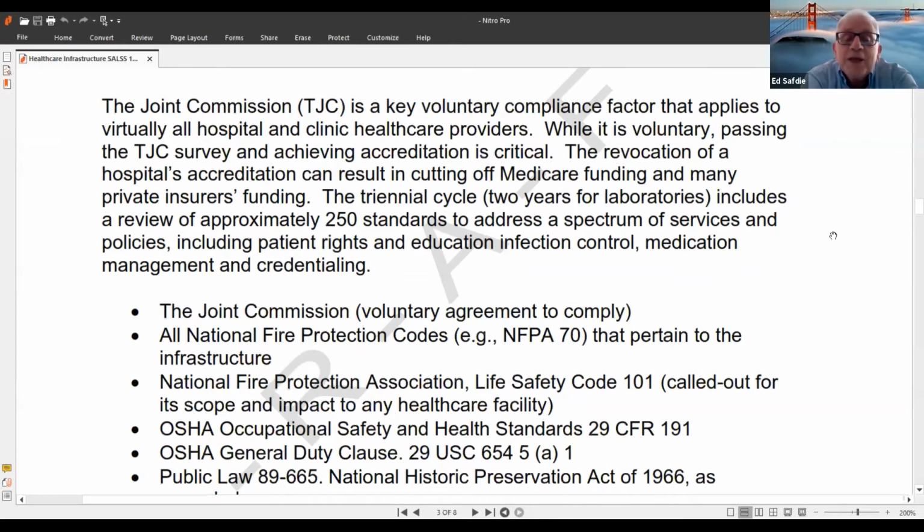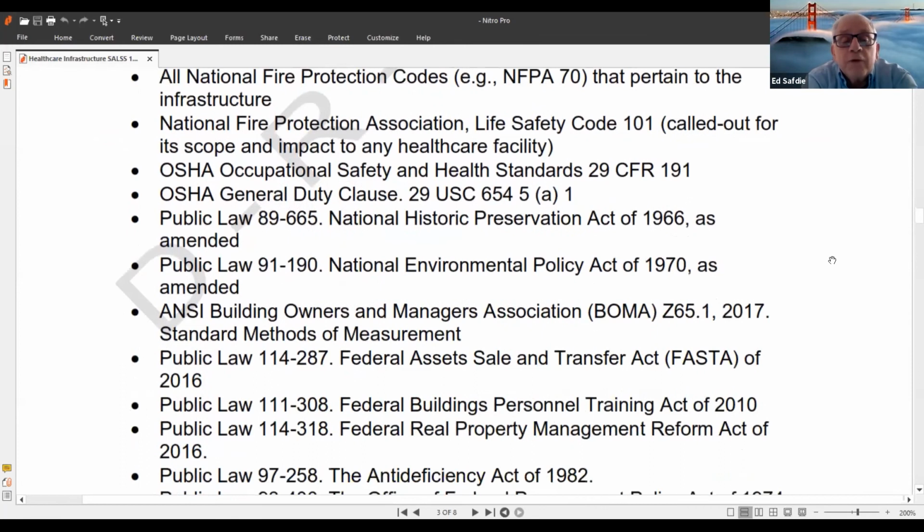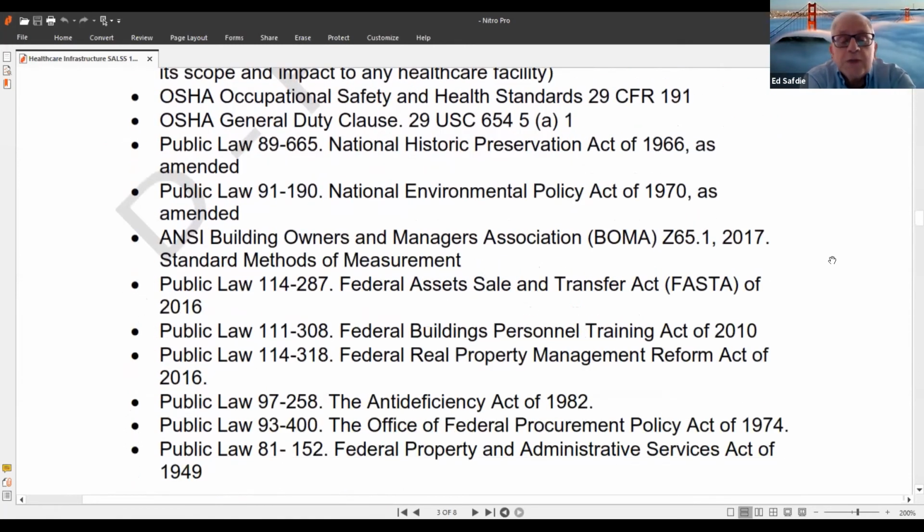What about NFPA and all 99, 101, 70, all the codes comprised in the NFPA? Those each require experts to be able to comply. What about OSHA and the National Historic Preservation Act? And if we scroll down, John, there's a few more. I'm not going to name all of them, but NEPA and ANSI standards.